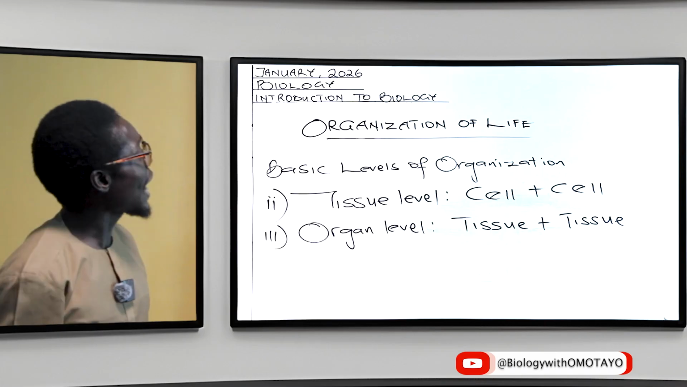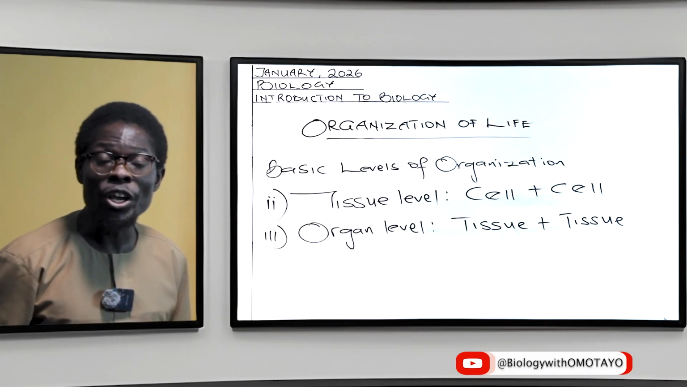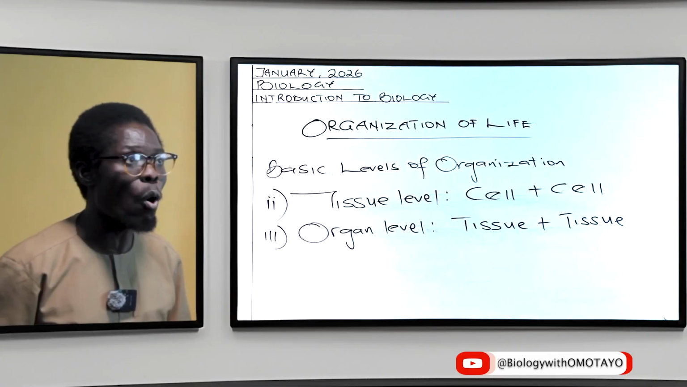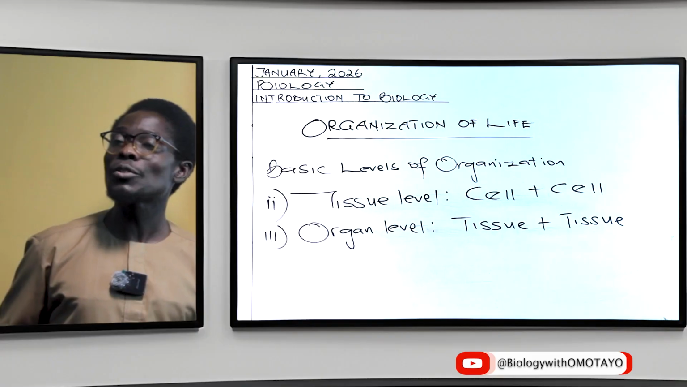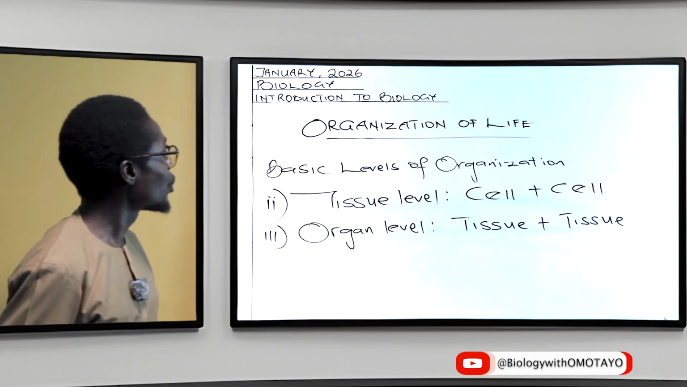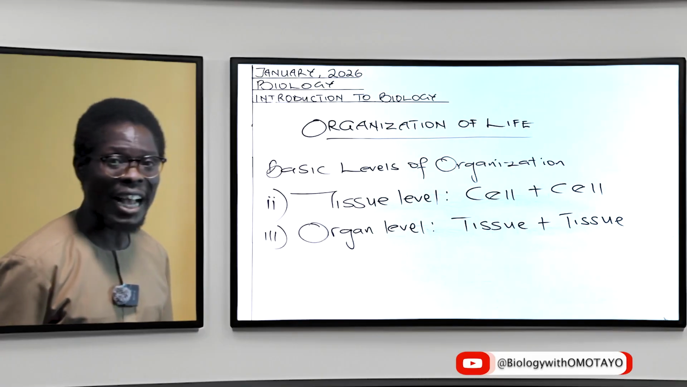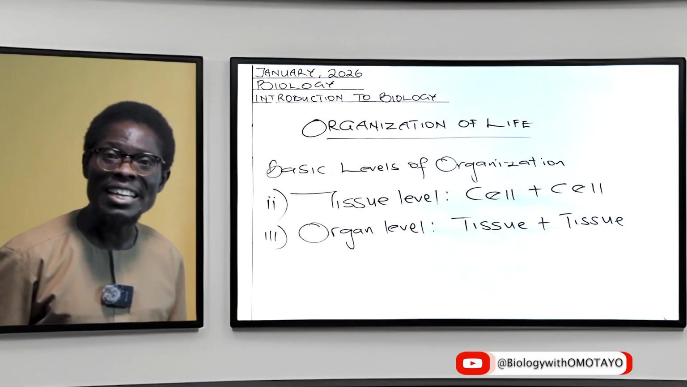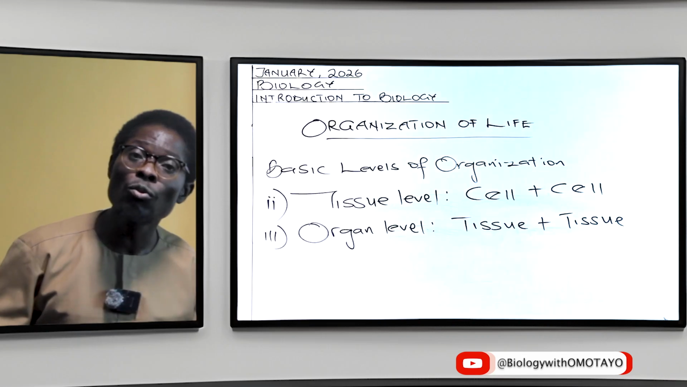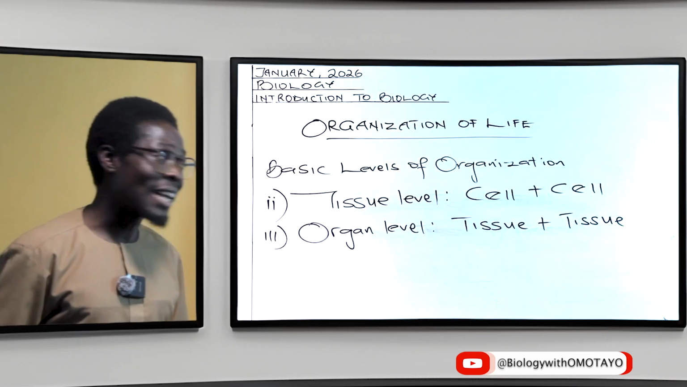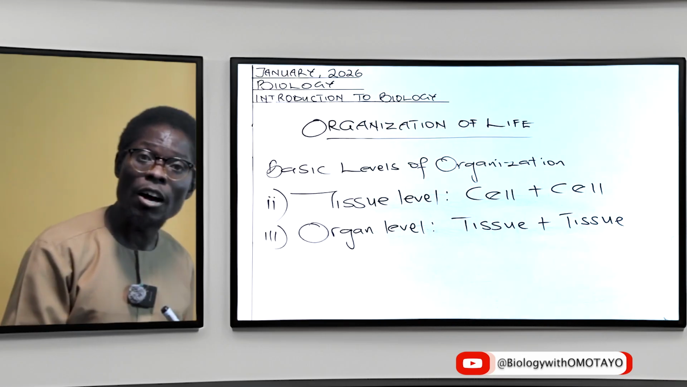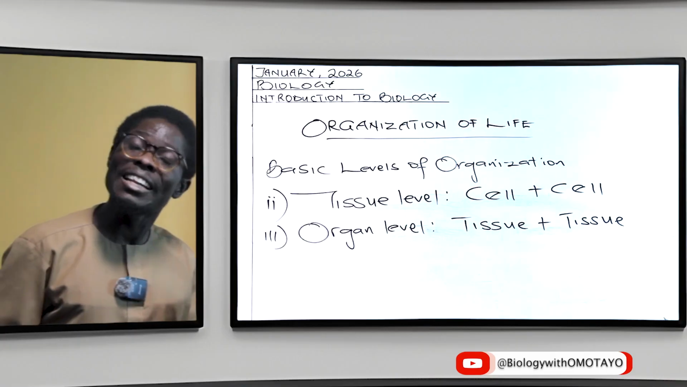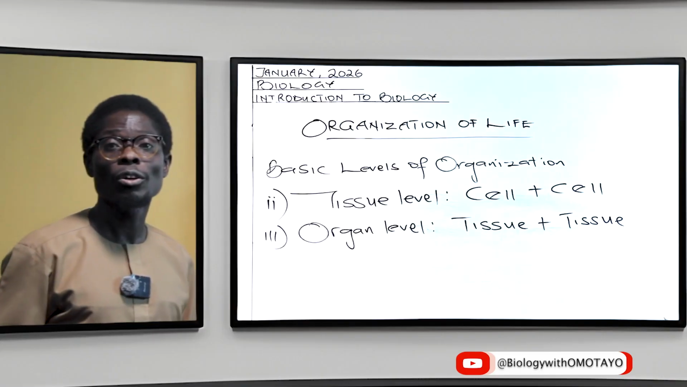So, at the organ level of organization, we equally have organisms that exist at this level. Organisms such as liver fluke, moss, liverworts, and so on are organisms that exist at the organ level of organization. At the same time, we have components of organisms that exist at the organ level of organization.